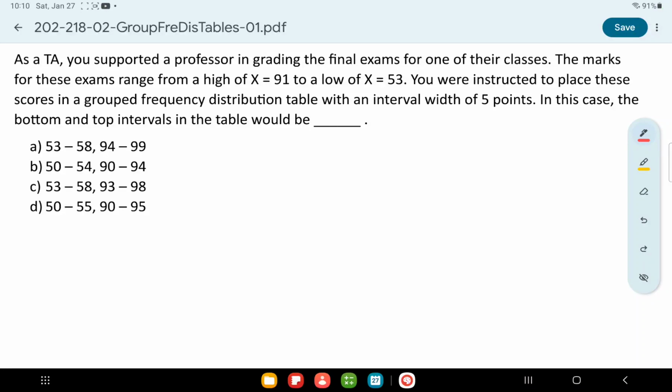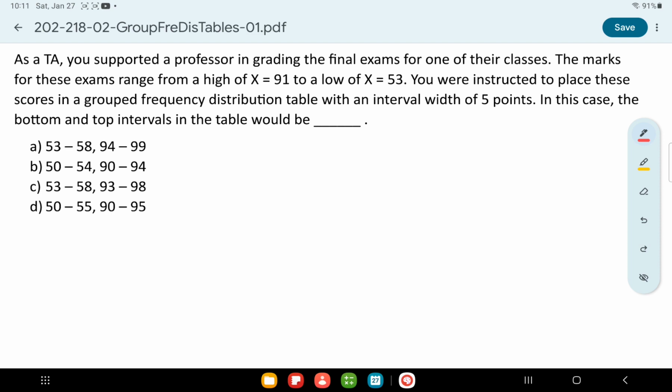In this tutorial, I will demonstrate how to solve problems under the banner of group frequency distribution tables. Again, quick reminder: frequency distribution tables, by definition, indicate exactly the frequency of relative scores. So you know exactly how many times a certain x shows up in the distribution.